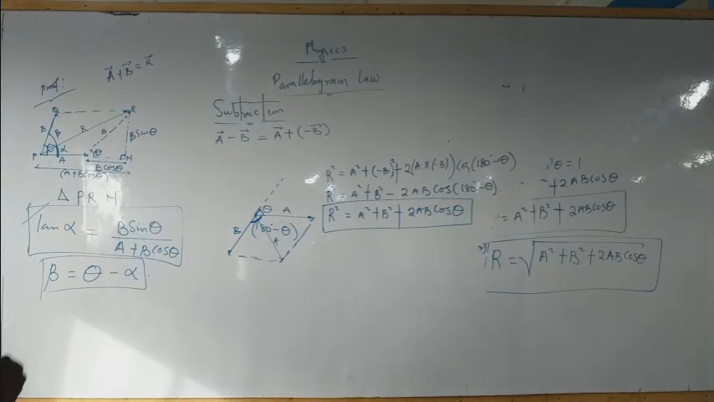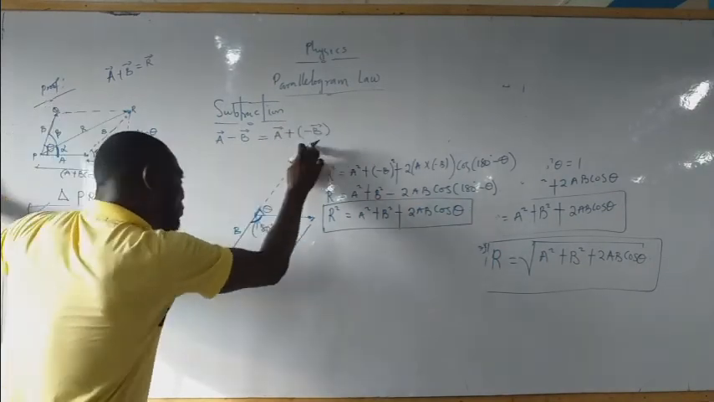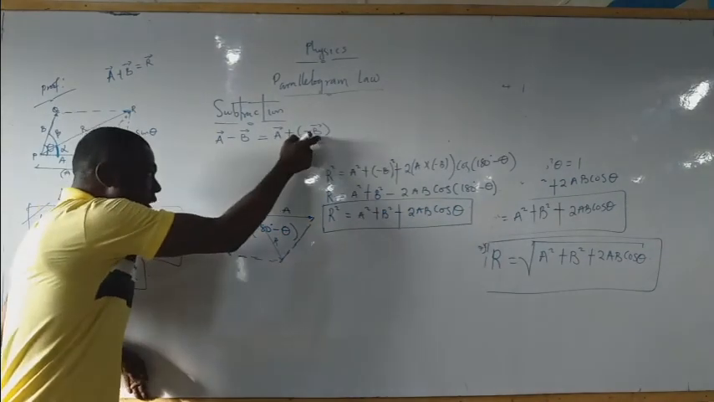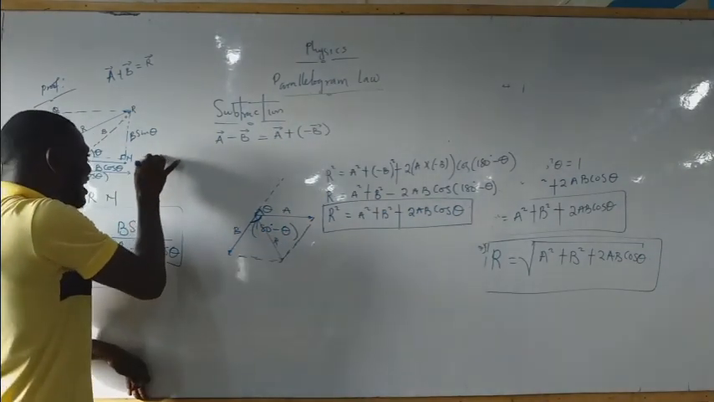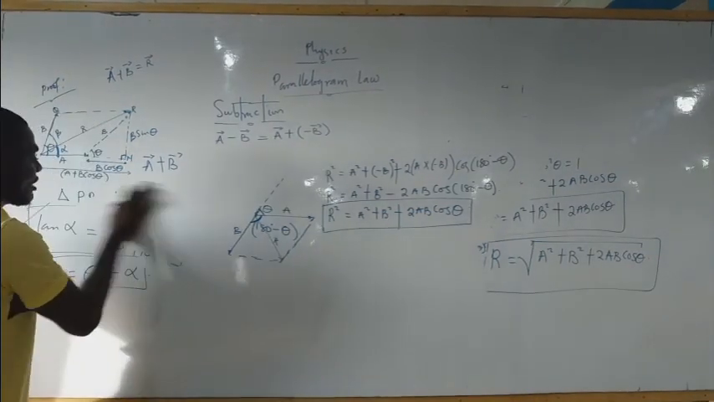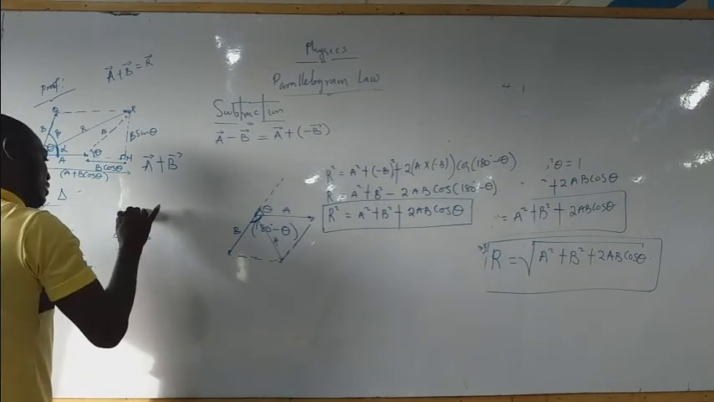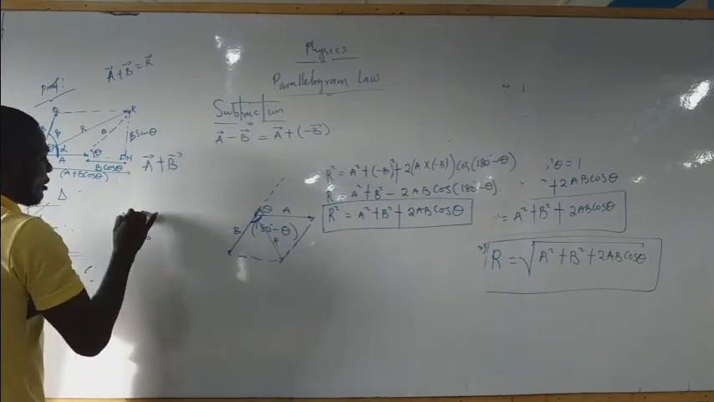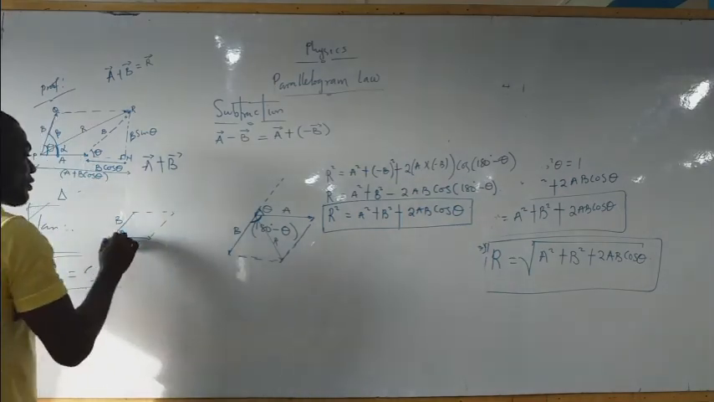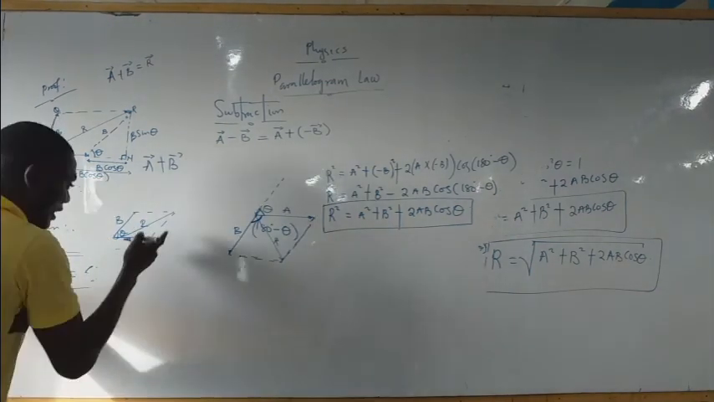Don't forget that we have vector A minus vector B, which is the same thing as vector A plus, open a bracket, minus B. Unlike when you have vector A plus vector B, this is just something like this. This is A and this is B. Join them together and we have theta. This will be the resultant. Join the points together.